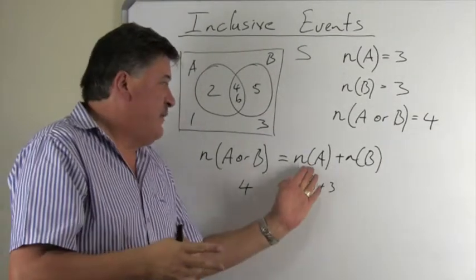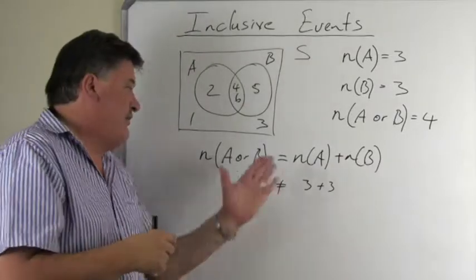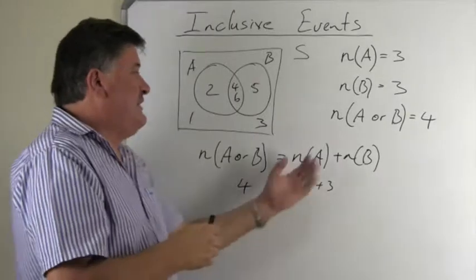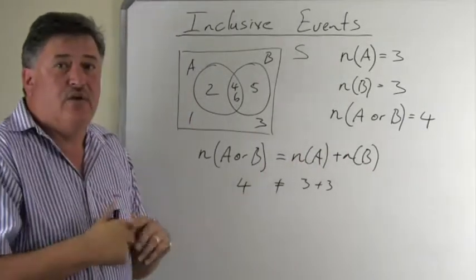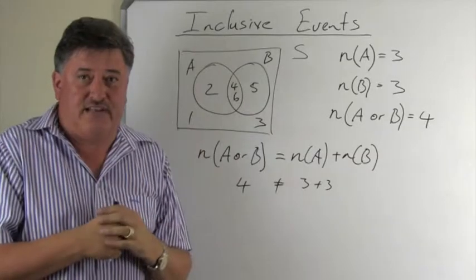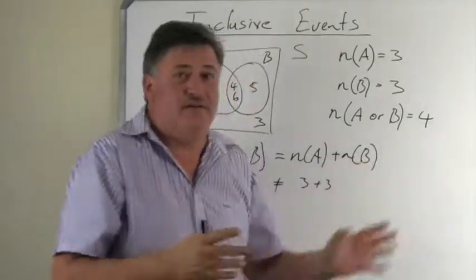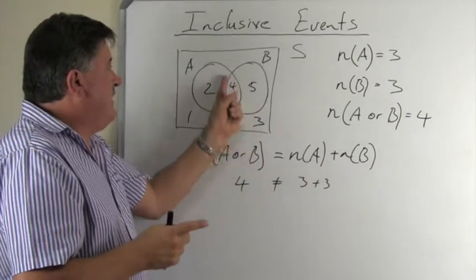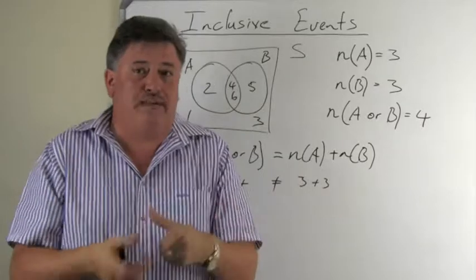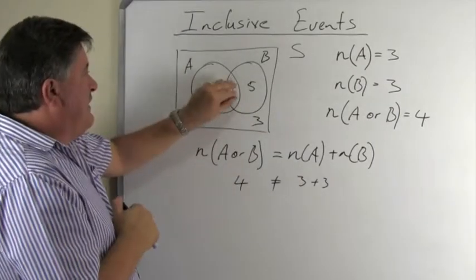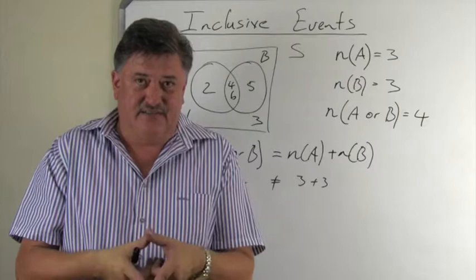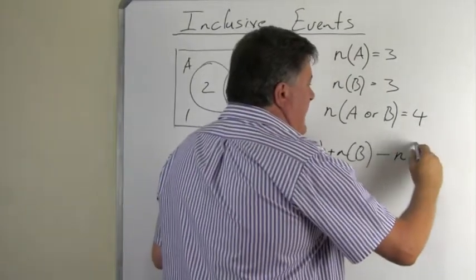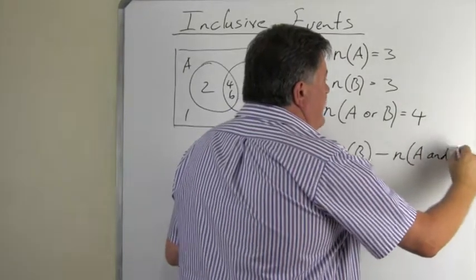Of course, what was added twice here, and on this side only once, we need to remove once. So that means on the right-hand side of the equal sign, we need to remove this 4 and 6. Now, we can't write it down minus that. So what do we write down? We go back and say, what is this called in probability? You will remember that was called AND. So what must we subtract here? We must subtract the n of A and B.